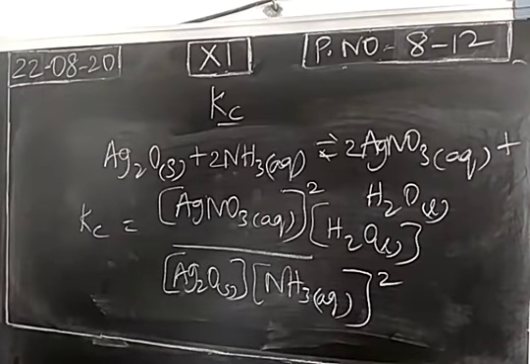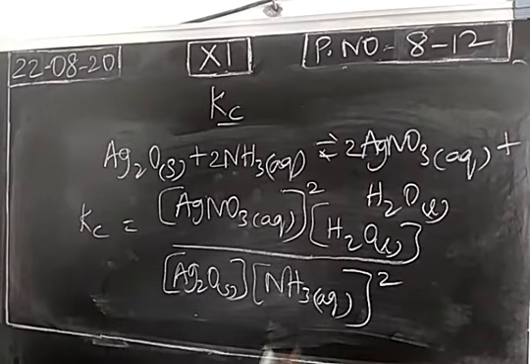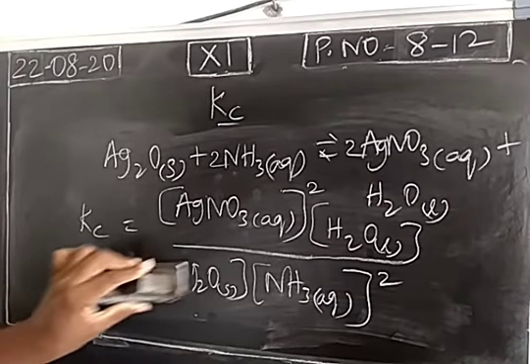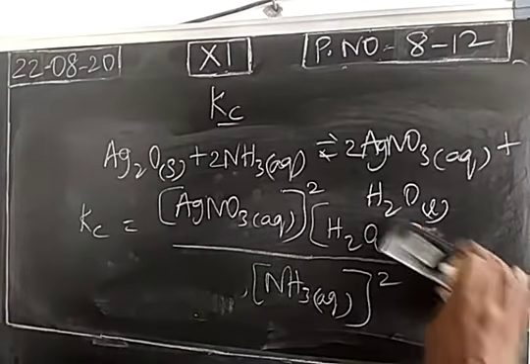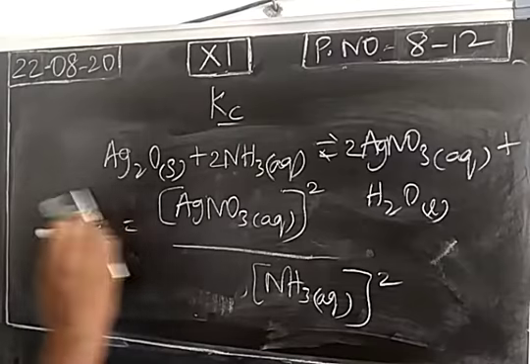So this is a theoretical formula. Then we have to remove these 2 quantities. Why? Because of pure liquid and pure solid. Always the concentration of a pure solid and liquid will be a constant value 1. So just remove these 2 concentration terms. Then this is the equilibrium constant for the above heterogeneous equilibrium reaction.